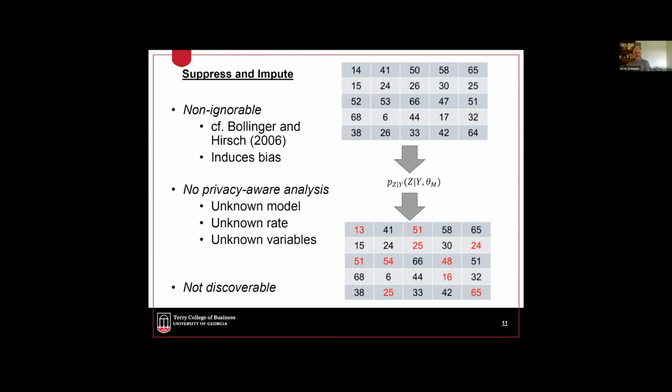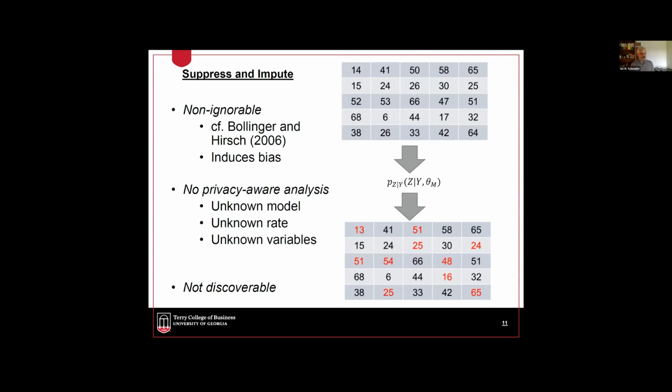But there are other more insidious forms of privacy protection that are currently in place that are not formally private. So for instance, suppress and impute says if there's a value of a sensitive characteristic, say it's age at 50, then I'm going to suppress that value. I'm going to use some imputation model and replace that value with an imputed value, say 51. What we know about missing data imputation in general, from a paper by Chris Bollinger and Barry Hirsch in the Journal of Labor Economics, is that it's non-ignorable in most cases.